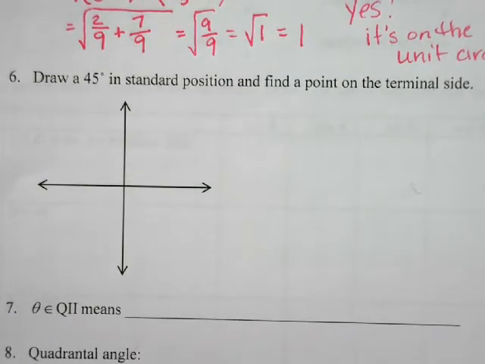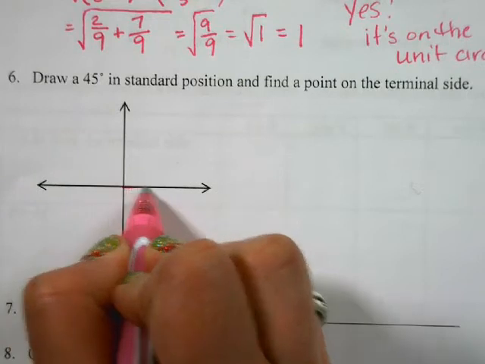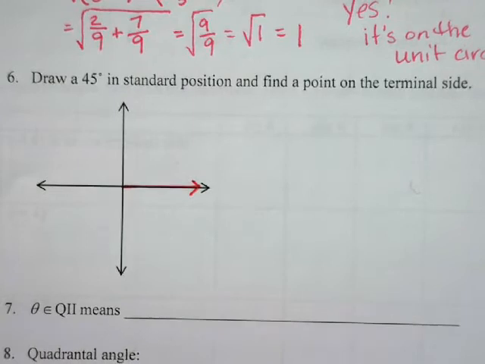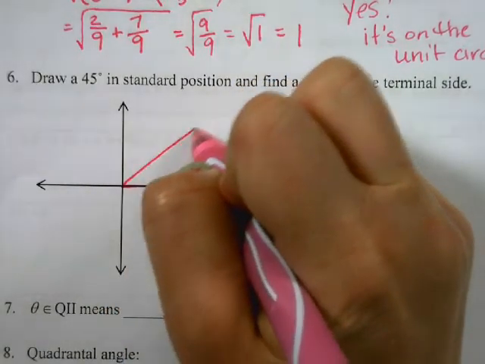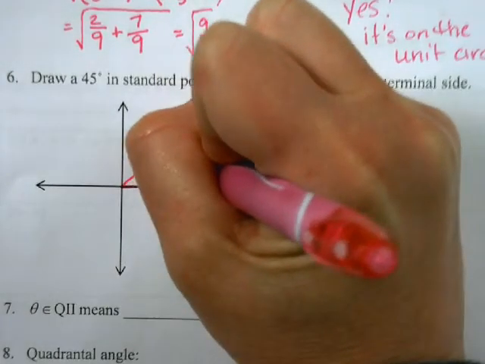All right, number 6 says draw a 45-degree angle in standard position and find a point on the terminal side. We talked about this a little bit in the last section. Standard position means I start with my angle on the positive x-axis. It told me to draw it positive 45 degrees, so I'm going to start on my positive x-axis and go counterclockwise 45 degrees. The nice thing about 45 degrees is that it's the diagonal, right? So there's my 45-degree angle.